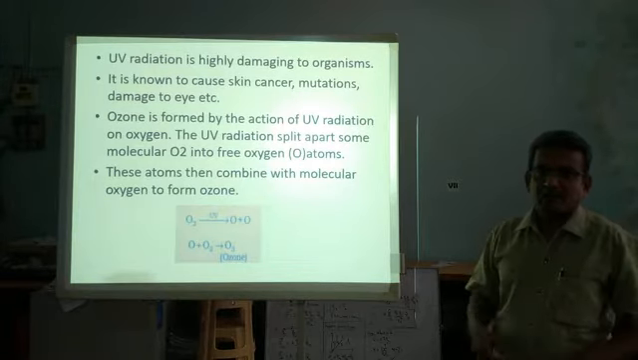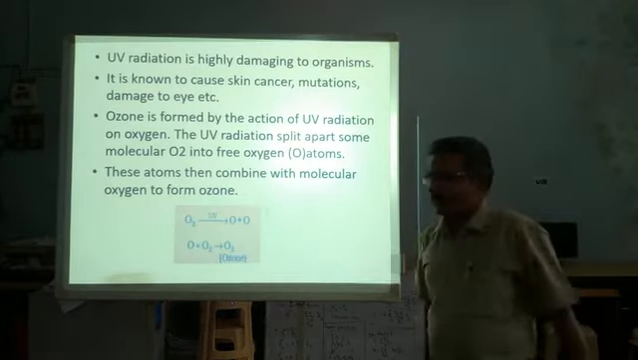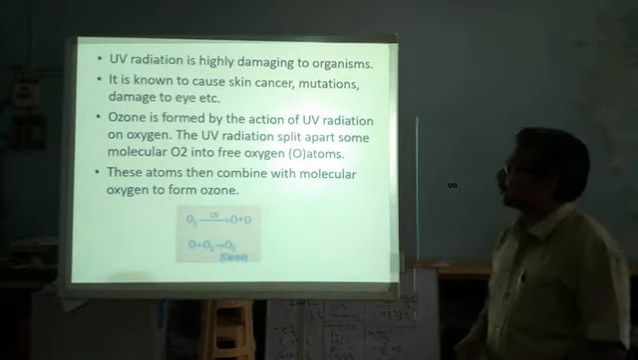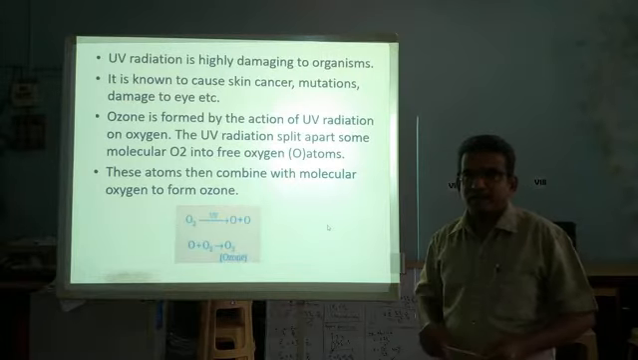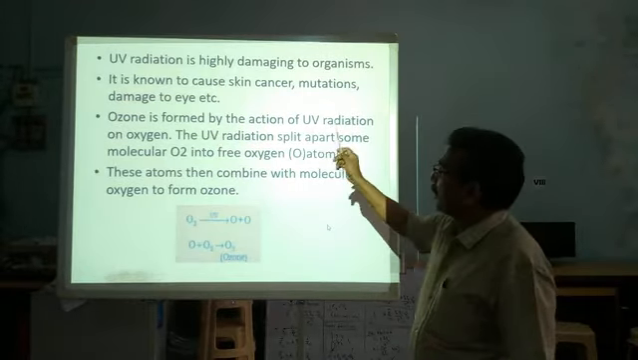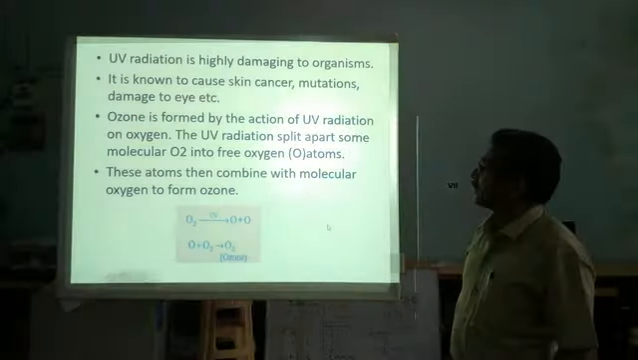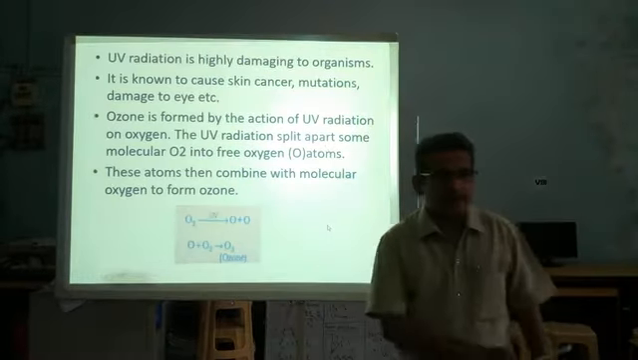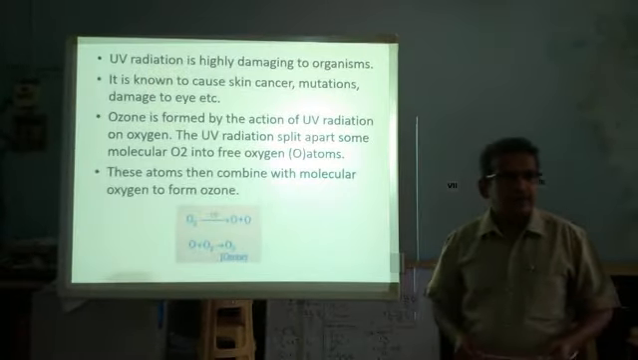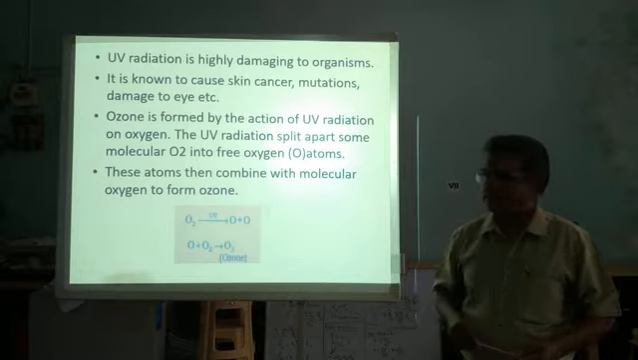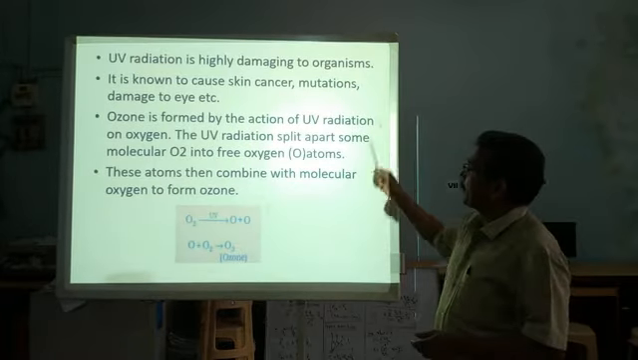So, the UV radiation is falling on the surface of the earth. What happens? This radiation is falling on the body of all the organisms. And if this happens, we know that it is highly ionizing. So, because of the ionizing nature, it is known to cause problems in the body of organisms like skin cancer, mutations, then damage to the eye, etc. Such dangerous effects it can have on the life of organisms, including humans.